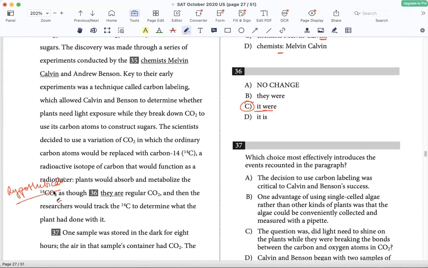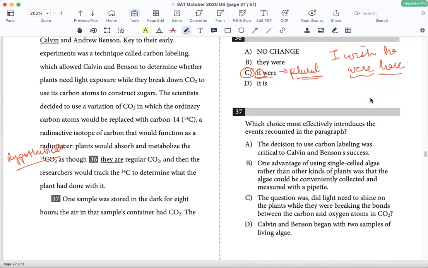So when I use a hypothetical statement, I always use the plural verb, even if the subject is singular. I wish he were here. I wish he were here, because he's actually not here, but I wish he were. So when I talk about a wish or a hypothetical statement, I use the plural verb even when the subject is singular. So plants would absorb and metabolize the 14 CO2 as though it were regular CO2. And then the researchers would track the 14C to determine what the plant had done with it.